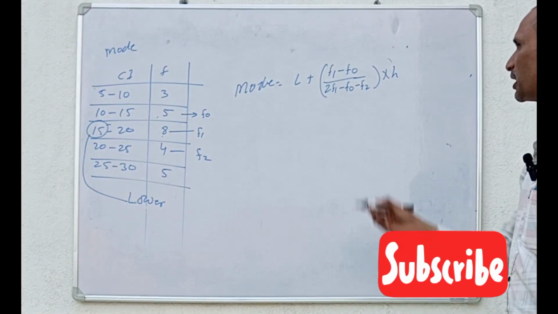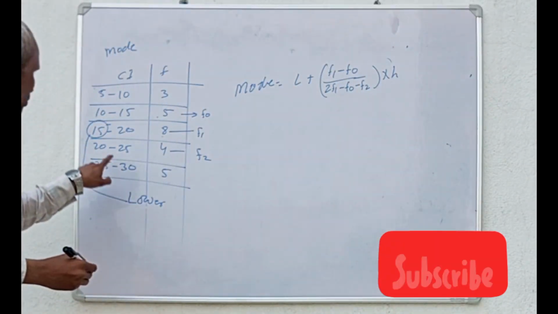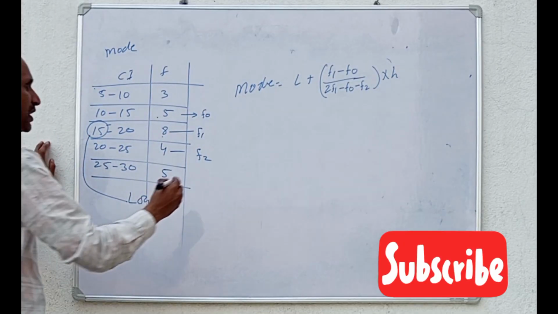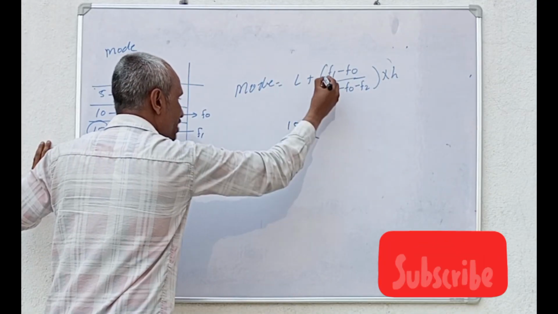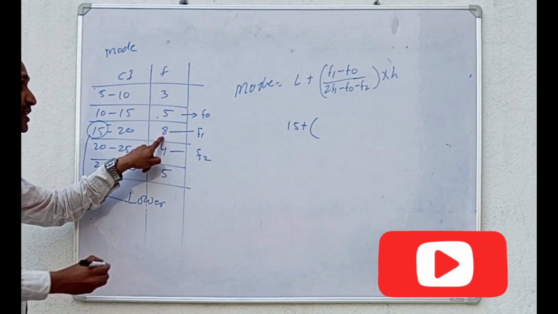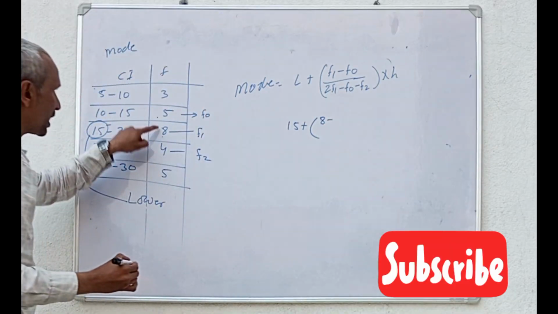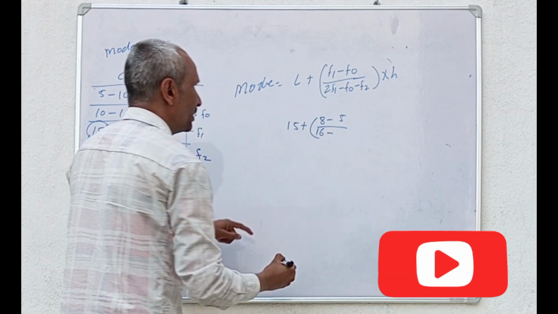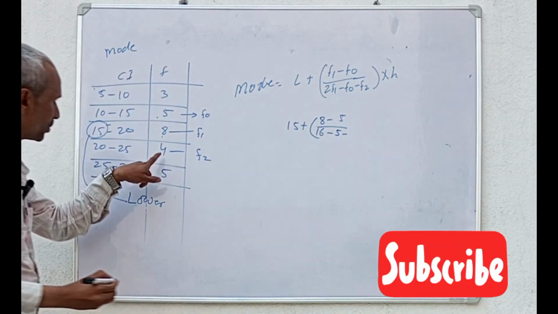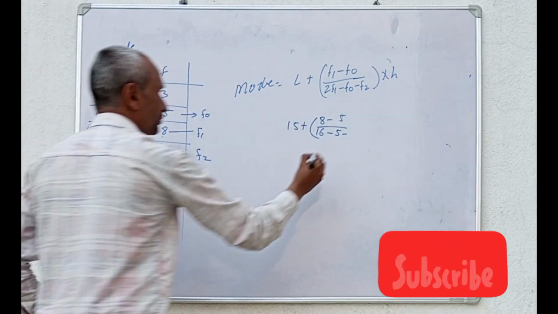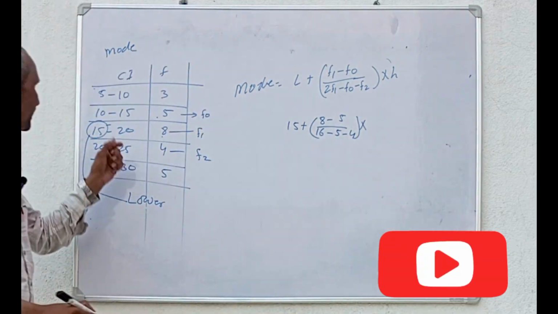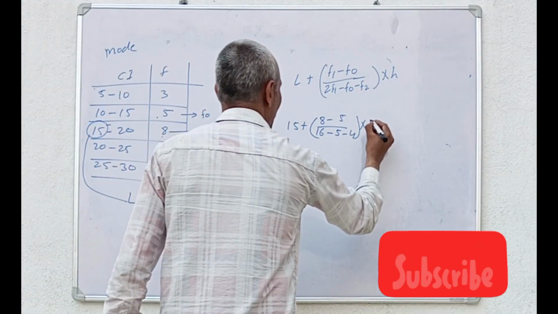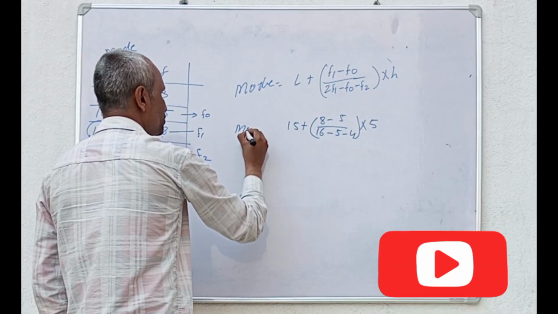Now first of all, what are the numbers here? L is the lower limit of the class in front of the highest frequency, so L is 15. F1 is 8, the highest frequency, minus F0, just above this one, 5, by double of F1, 8 twos are 16, minus F0, 5, minus F2, just below the modal frequency, 4, into H. H means the range of the class: 5 to 10, 10 to 15. What is the range? It is 5.